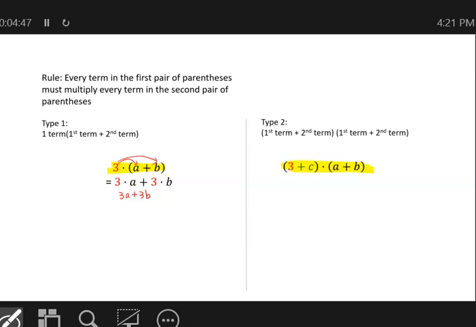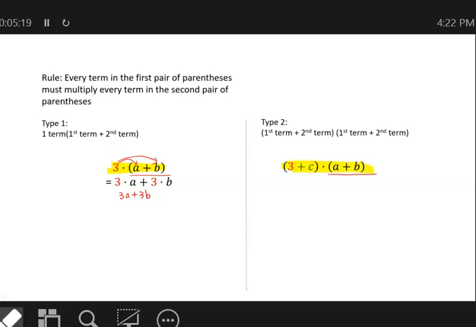Now, when we look at the second type, notice that we have two pairs of parentheses. The second pair of parentheses has exactly the same thing as type 1. So we have A plus B and A plus B here. But we also have another pair of parentheses, 3 plus C. The difference between this example and the first one is that we have this extra plus C right here, which we didn't have there.